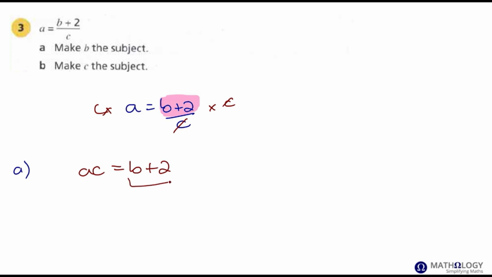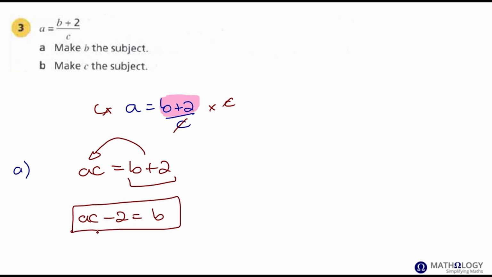Now, we have 2 terms on the right-hand side, separated by a plus sign. So it's easy to just separate them because we can just move the 2 across to the left. So ac minus 2 equals b. And now b is the subject of the formula.